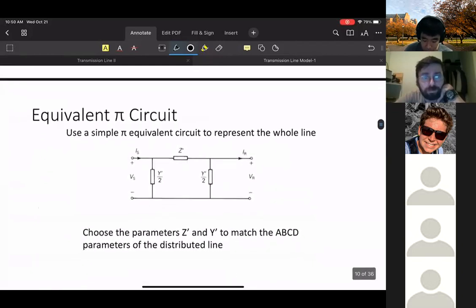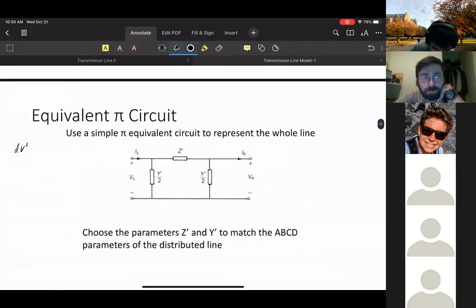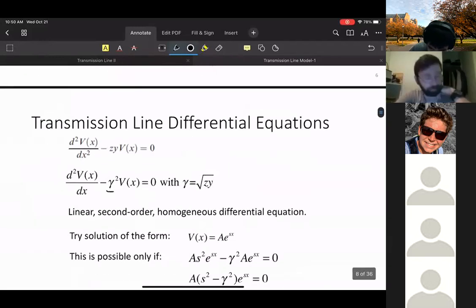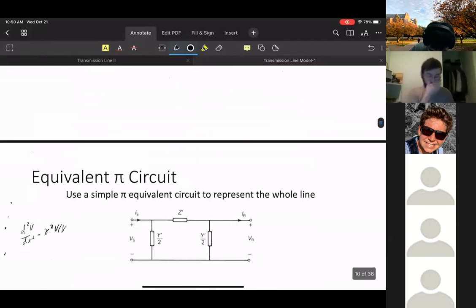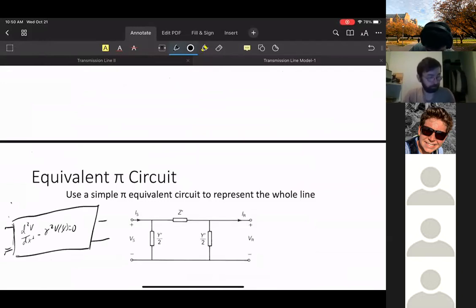And what this tells us at the end of the day, what we care about is, when we have a transmission line governed by d squared Vx minus gamma squared Vx equal to zero. Remember, gamma squared is z times y. So my transmission line is governed by this equation in the box.